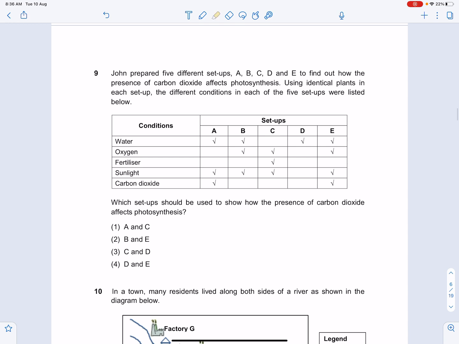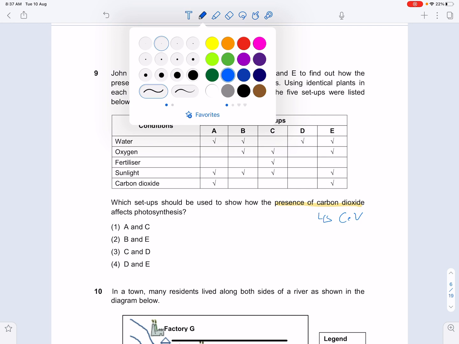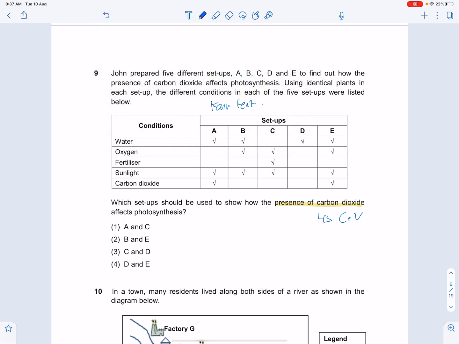So first things first, once again, we want to know what our change variable is. Our change variable is whether or not carbon dioxide is present, and our measured variable is the rate of photosynthesis. Now, this is actually a fair test question. In fair test questions, there can only be one change variable, and the change variable in this case is whether or not your carbon dioxide is present. Everything else needs to be the same. So therefore, the answer should be number 2.